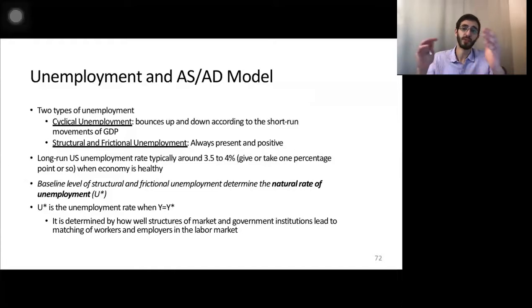For the baseline here, when we talk about the natural rate of unemployment, don't forget that it includes both frictional and structural unemployment. And just refining here one more time, when we talk about U star, the natural rate of unemployment, that means GDP equals potential GDP, just like we just discussed.